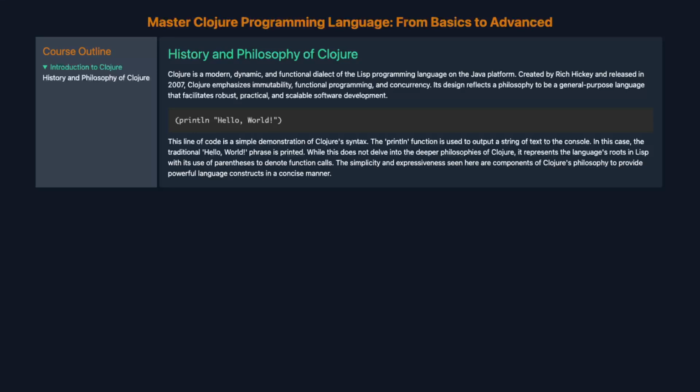This line of code is a simple demonstration of Clojure's syntax. The println function is used to output a string of text to the console. In this case, the traditional "Hello World" phrase is printed. While this does not delve into the deeper philosophies of Clojure, it represents the language's roots in Lisp, with its use of parentheses to denote function calls. The simplicity and expressiveness seen here are components of Clojure's philosophy to provide powerful language constructs in a concise manner.